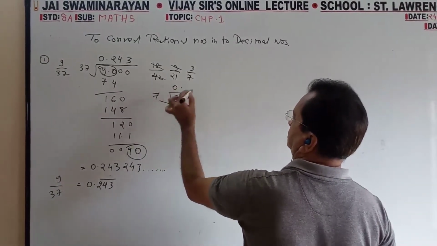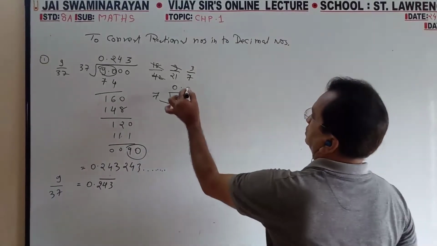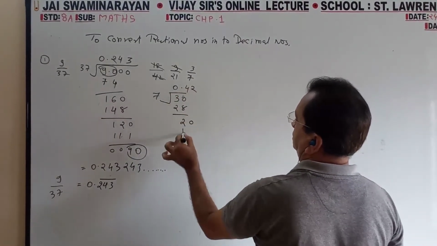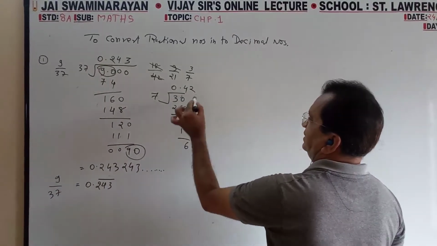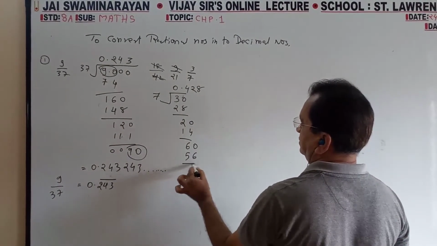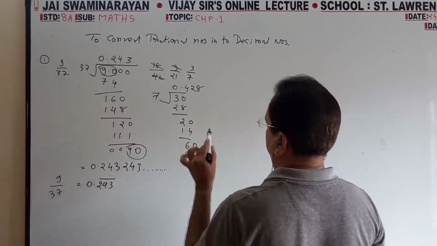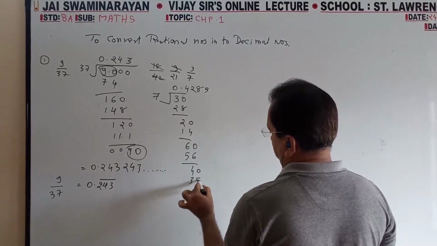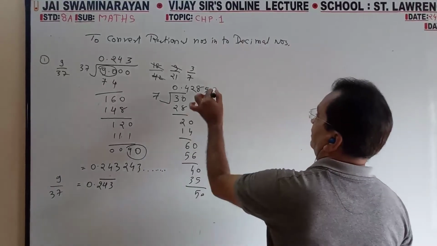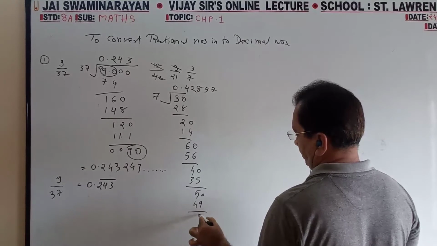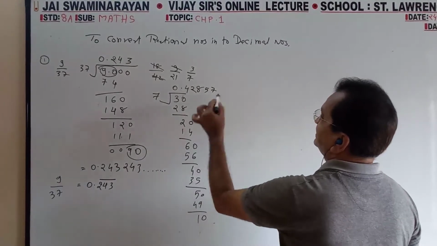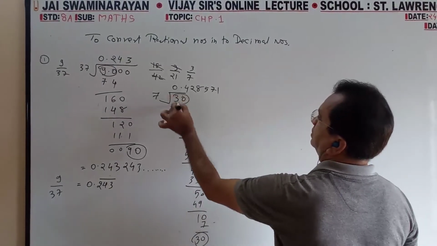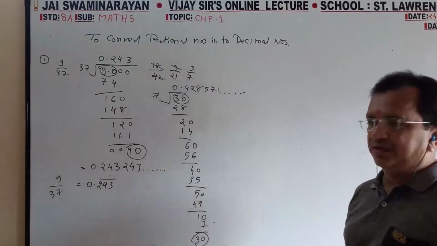So 0.0. Okay. So 7 4s are 28. 2 remain. Then 7 8s are 56. See in between whether it is repeating or not. 7 5s are 35. So 5. 7 7s are 49, 1. So 0 will come. 7 1s are 7. So it will come 30. So again it will come the same number.